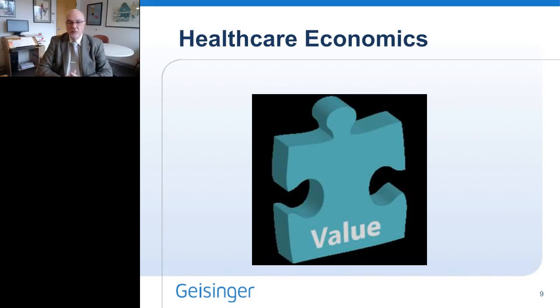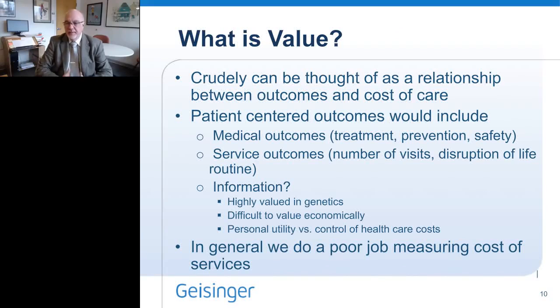As noted in the introduction, we can crudely think of value as some relationship between outcomes and the cost of care. And so if we think about outcomes from the patient's perspective, which is what Michael Porter suggests we have to do if we're considering value, there are medical or health outcomes, which is what is the response to a treatment or a preventative strategy, and how safe is the intervention that we're doing.